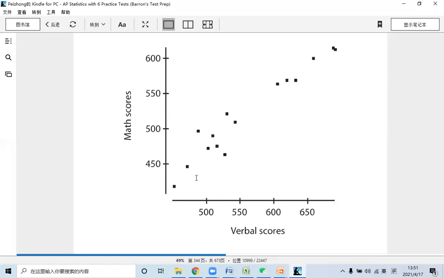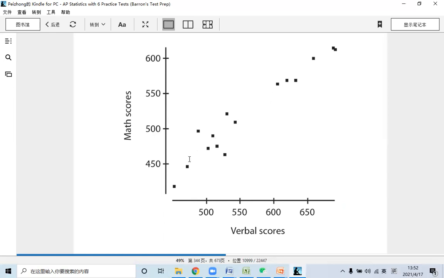Here you have the data. This is a scatter plot. Some people have high verbal scores. These people also have high math scores. Some people have lower verbal scores. They also have lower math scores. Strong positive correlation, strong linear positive correlation. The regression line would be the best fitting line. The regression line would be running through these dots.